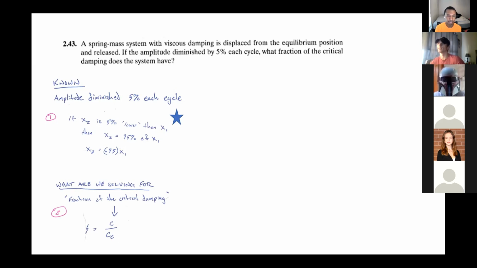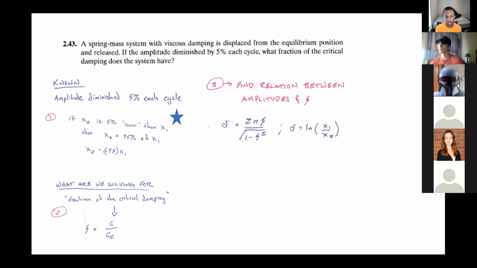When I see fraction and critical damping, the first thing my head thinks of is zeta. That's the ratio. Ratio means fraction. So zeta equals c over c critical. Step 3, find the relation between amplitudes and zeta. So we know this, and we know this. That's the thing with these questions: you've got to write down what you know, what you're solving for, and what equations you have in your arsenal to get you from point A to point B.